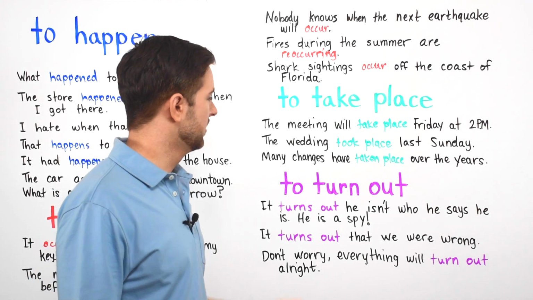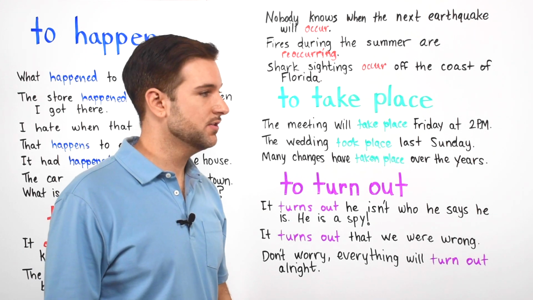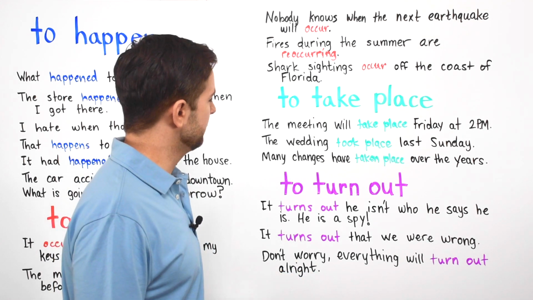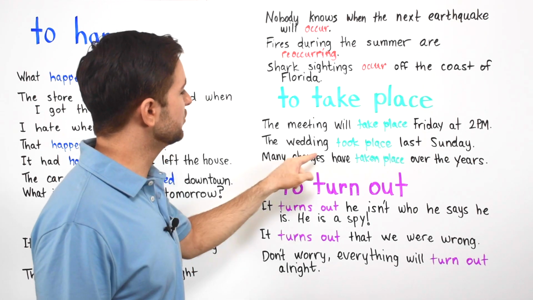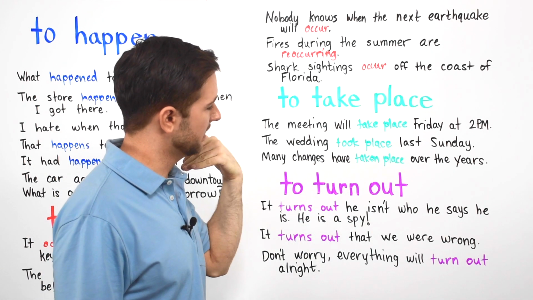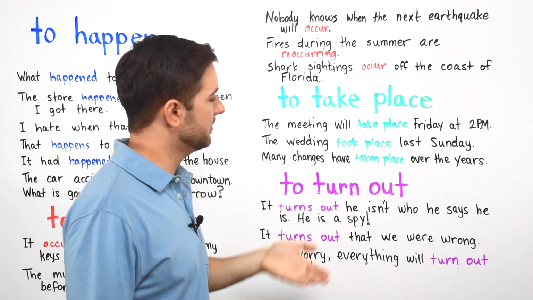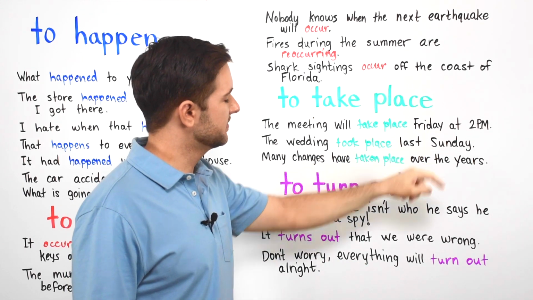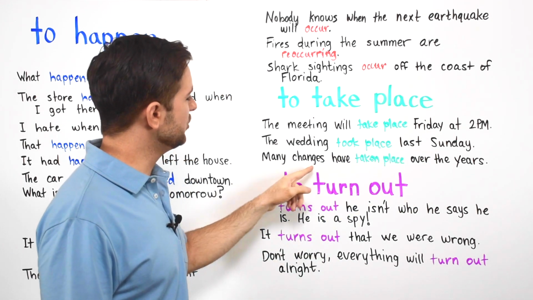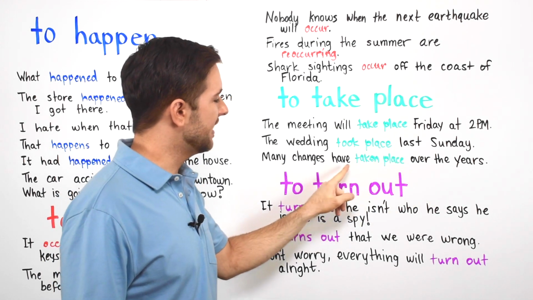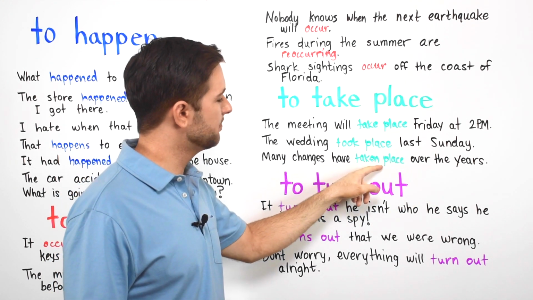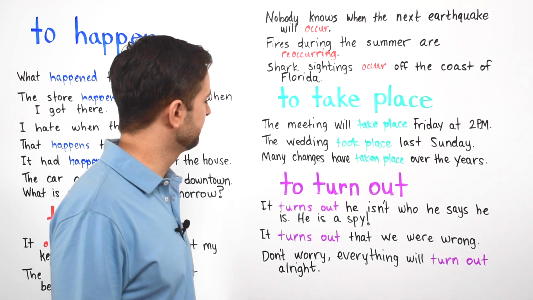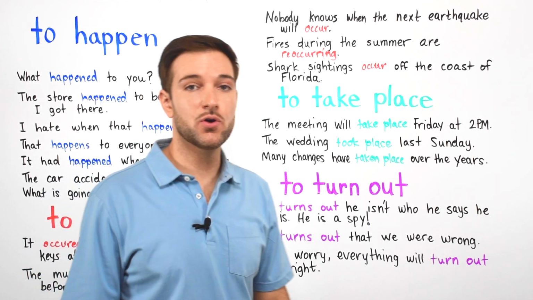That sounds good. The wedding, when two people get married, you have the groom, the man, and then you have the bride, who is the woman. The wedding took place, so we're talking about the past, something that already happened. The wedding took place last Sunday. And then finally, many changes have taken place over the years. We have the past participle, have taken place. You remember from the previous lesson. Many changes have taken place over the years.